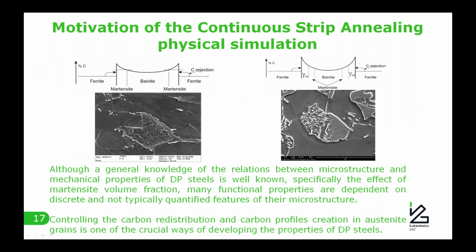Although general knowledge of the relations between microstructure and mechanical properties of DP steels is well established, specifically the effect of martensite volume fraction, many functional properties depend on discrete and not typically quantified features of their microstructure. One of them is the formation of carbon profiles during complex cooling in the austenite grains, which strongly influences the formation of hard constituents during cooling. Controlling the carbon redistribution and carbon profile creation in austenite grains is one of the crucial ways of developing the properties of DP steels.